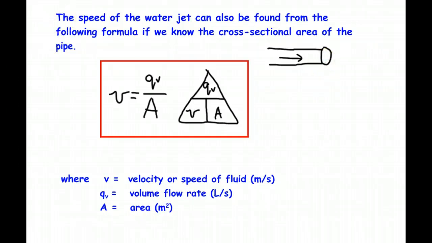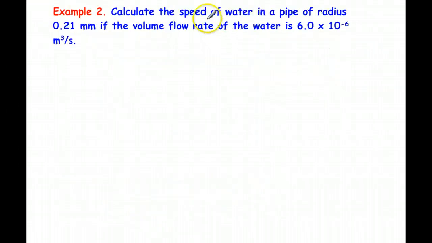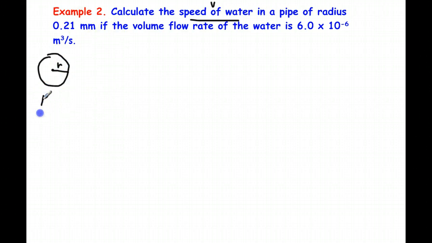So I'll show you what a calculation like that looks like. Calculate the speed of water, so we're looking for v, in a pipe of radius. So they're giving us the radius of the pipe. So if we were to cut this pipe in half, the end of the pipe's going to look like this, the radius is half the distance across the center. This is the radius. And remember that the area for a circle is pi r squared.